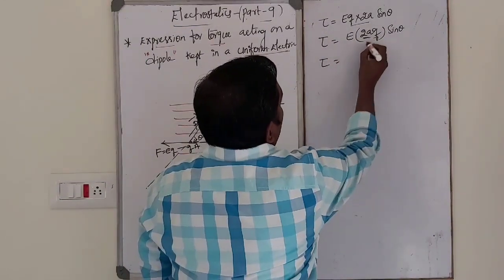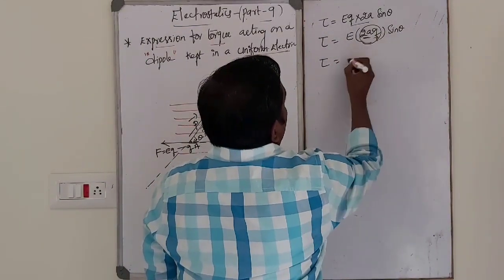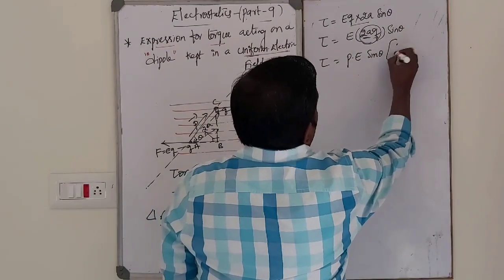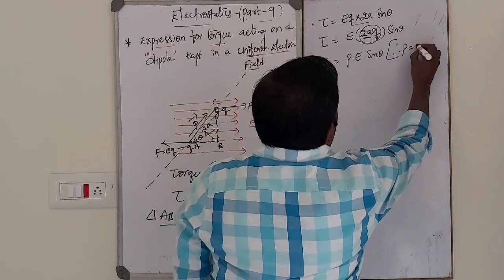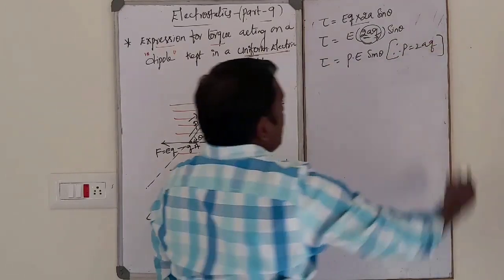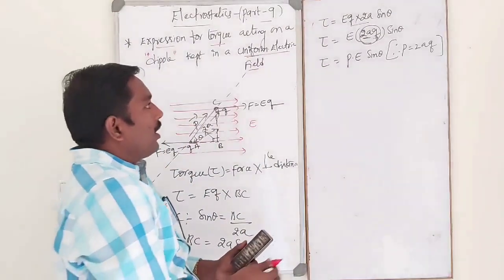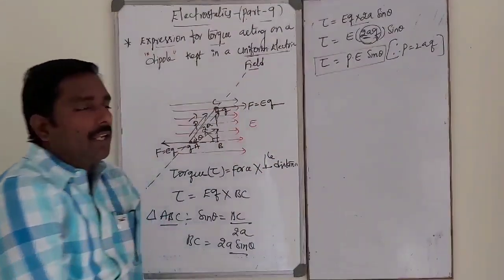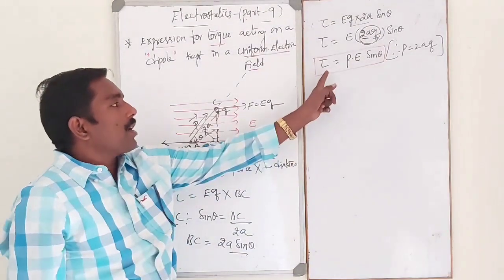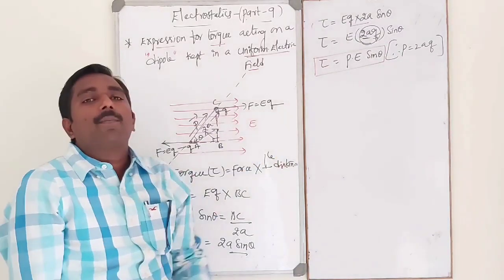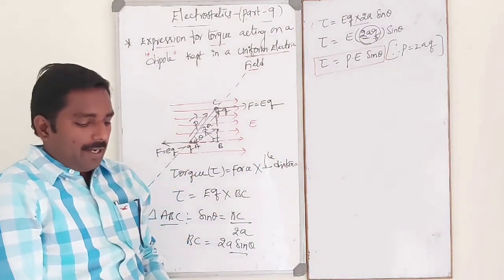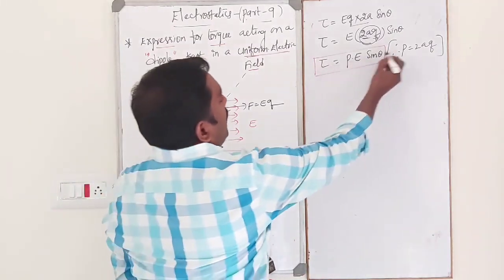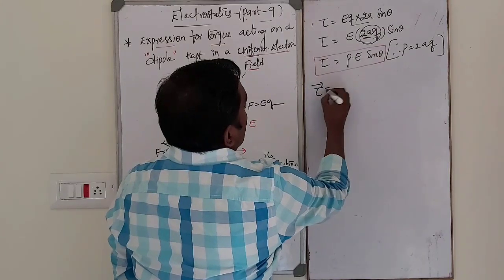So tau is equal to P E sin theta, since P is equal to 2aq. See, dear students, this is the most important equation. This is the expression for torque acting on a dipole kept in a uniform electric field.